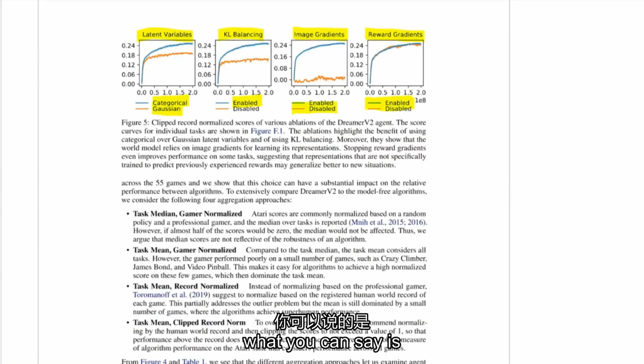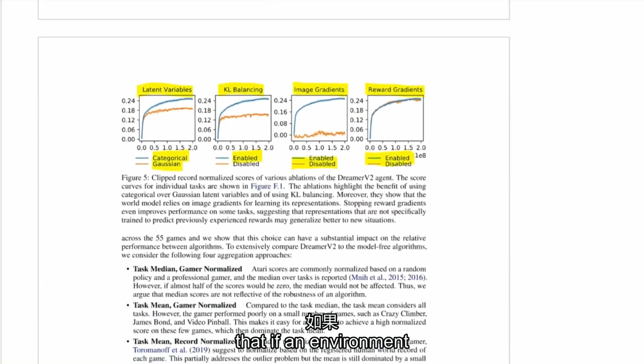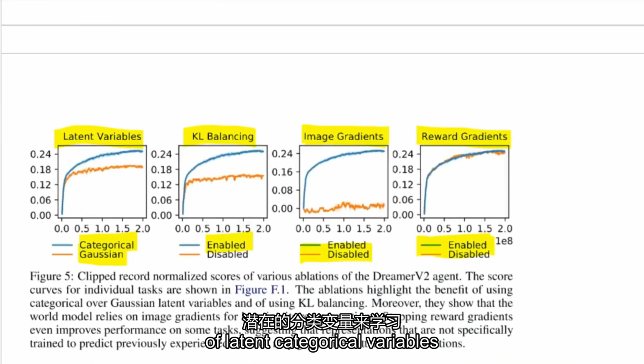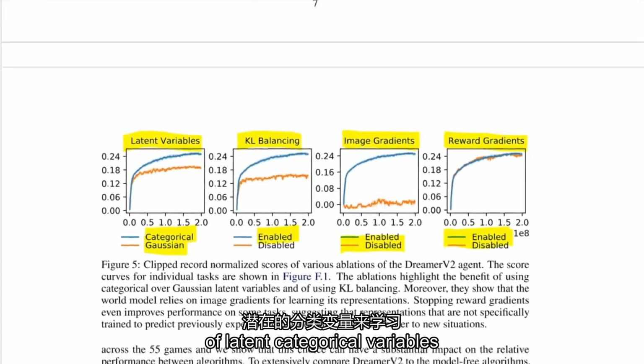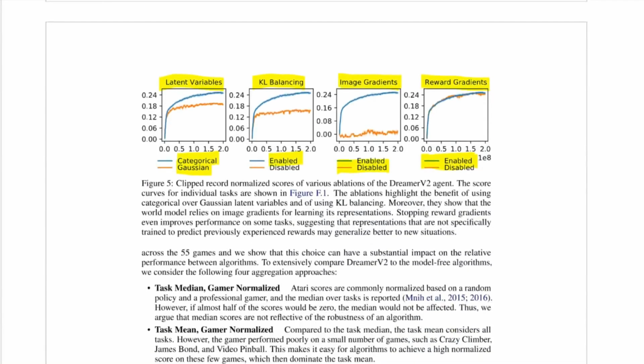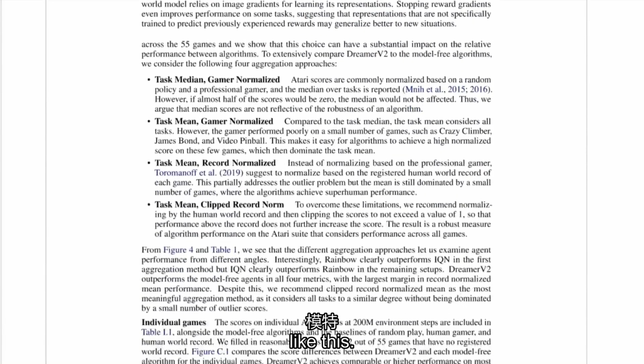However, what you can say is that if an environment lends itself to having its world model learned by this kind of latent categorical variables, so if changes in the image are going to be a good indicator of actual changes in relevant world variables, then you might be very well suited with a model like this.